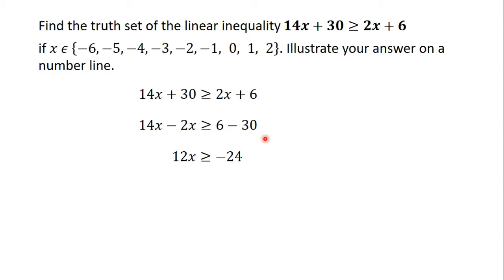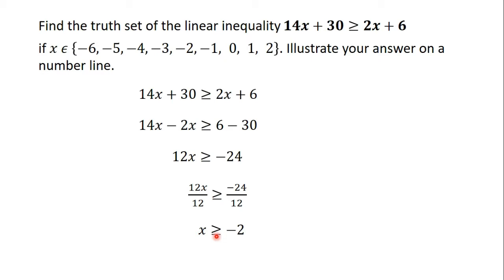When we get to this level, we divide through by the number attached to the variable. Here the number attached to the variable is 12, so we divide both sides by 12. Because we are dividing through by a positive number, the direction of the inequality will not change. 12 will cancel 12, so you have x here, and minus 24 divided by 12 will give us minus 2. So we've solved the inequality and we got x is greater than or equal to minus 2.